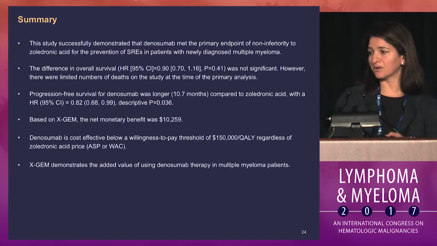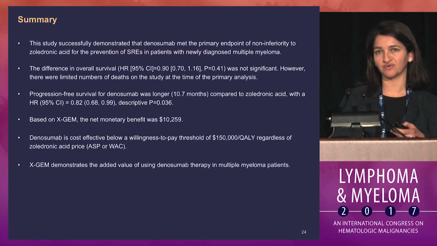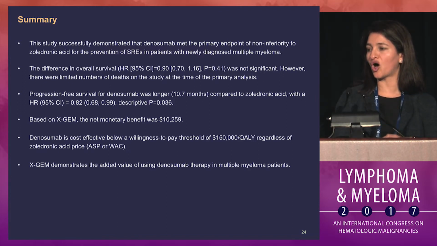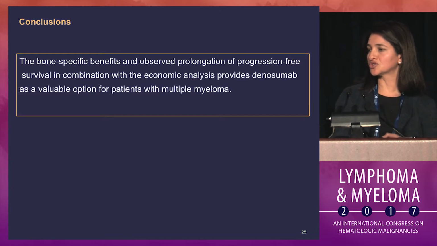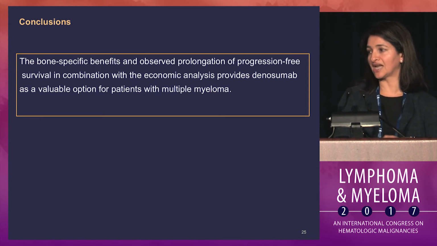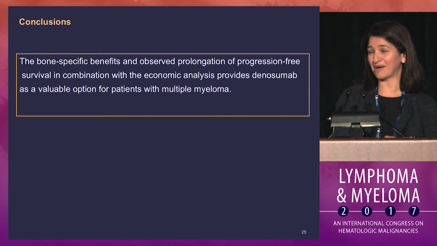And when you apply the XGEM model of net monetary benefit, we found a benefit of a little over $10,000. If you just take the payer perspective, it's about half that amount. But in total, we still think it's more cost-effective to use denosumab when compared to zoledronic acid in this patient population. So in conclusion, bone-specific benefits were observed, and there was a prolongation of progression-free survival. In combination with this economic analysis, we do think denosumab provides a very valuable option for patients with multiple myeloma. I'm going to stop there, and I'd be happy to answer questions.